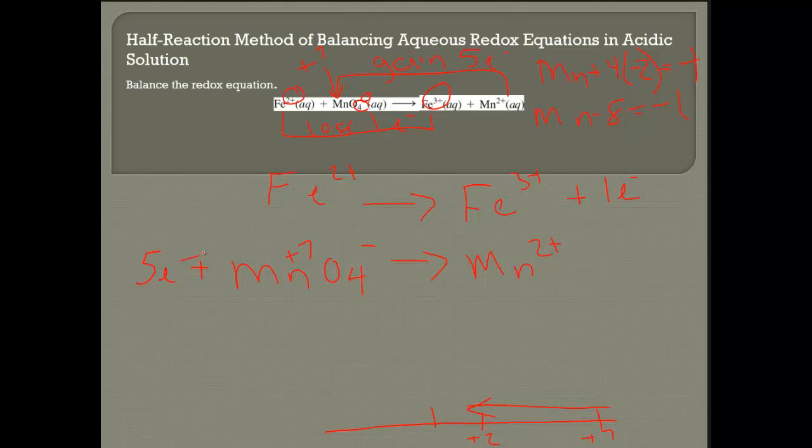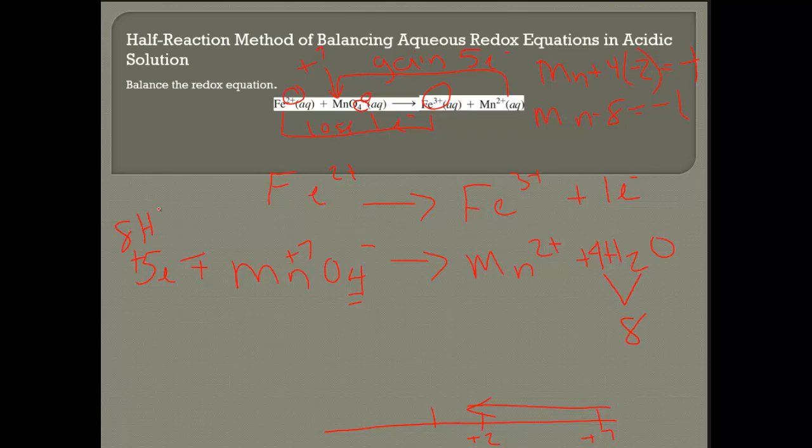This one's a little bit more difficult. Up here on the iron one, the iron is balanced. There are no oxygens. There are no hydrogens. So I don't have to worry about balancing anything else but the charge, which we did. On the bottom one, we have oxygen to look at. We have 4 oxygens on the left and none on the right. In order to balance out the oxygens, I have to add 4 waters. Now I have hydrogens on the right and none on the left, so I have to balance that out by adding 8 hydrogens.